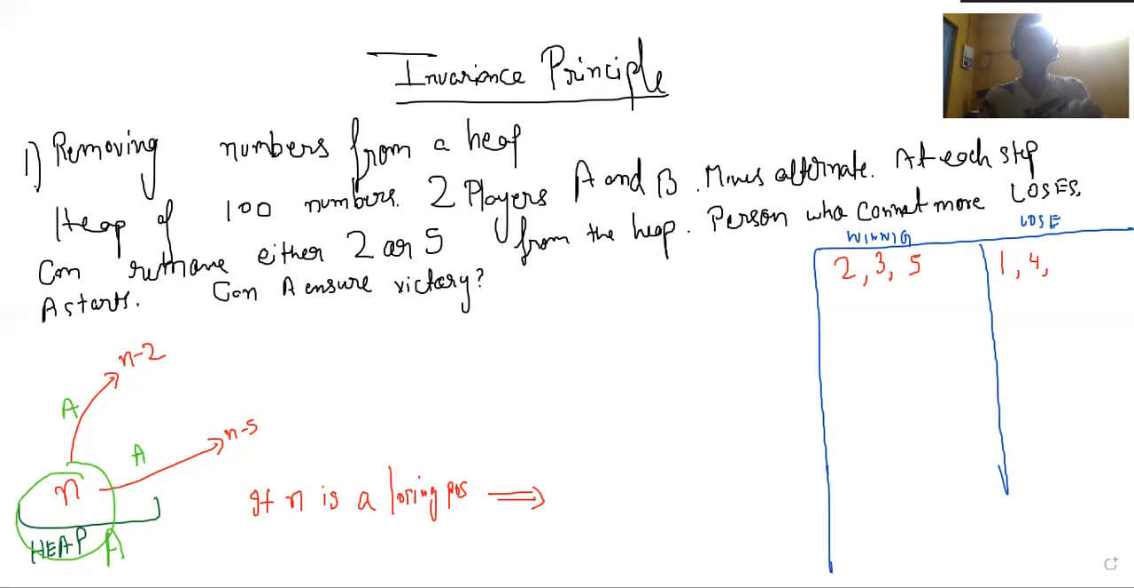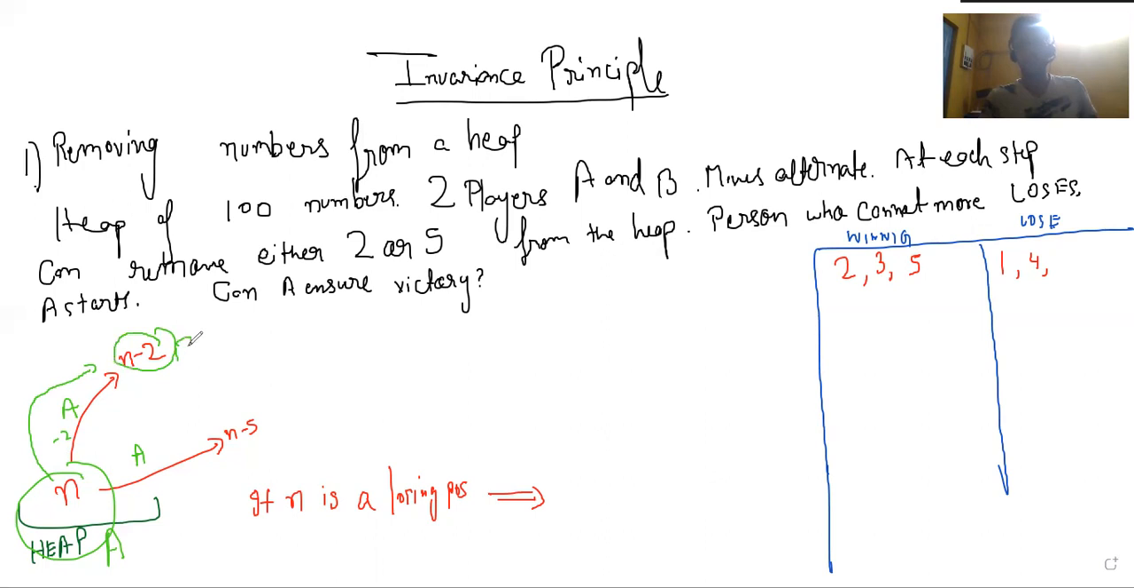What does it mean to say that n is a losing position? Let's assume that A is starting from position n, and n is a losing position. It means that no matter what A does from here, he's going to lose. If he removes 2 coins, he goes from n to n minus 2, and from here on he loses. He loses means B wins from this position.